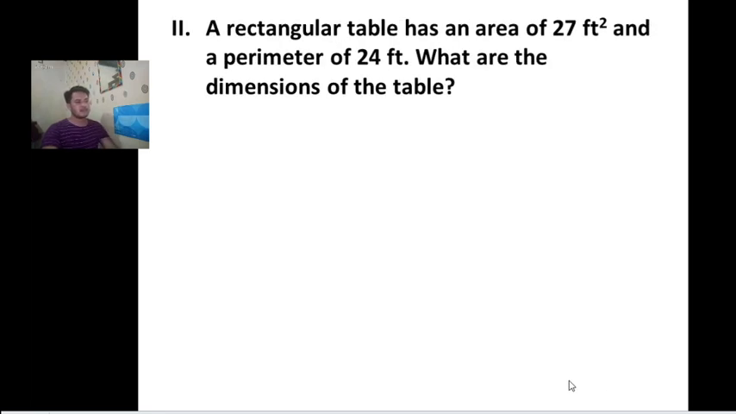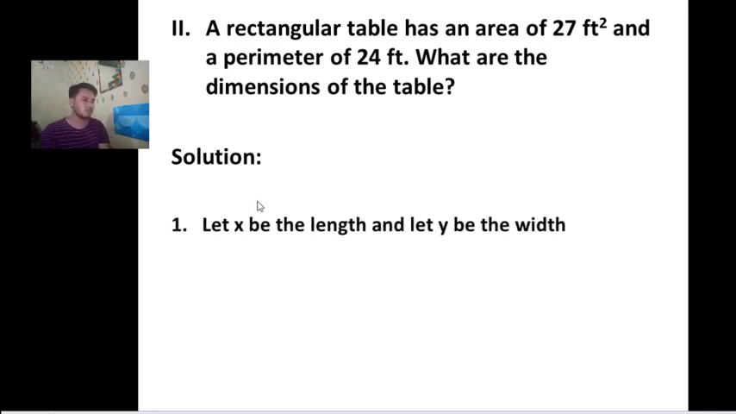Next, proceed to problem number 2. A rectangular table has an area of 27 square feet and a perimeter of 24 feet. What are the dimensions of the table? Now, the conditions of our problem are the area of a rectangular table is 27 square feet, and the other condition talks about the perimeter, which is 24 feet. So we will set up our solution to find the dimensions of the rectangular table.